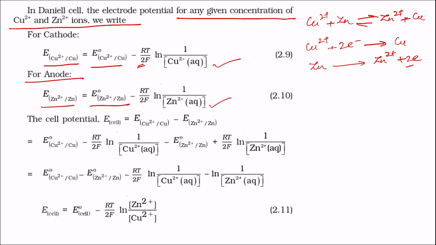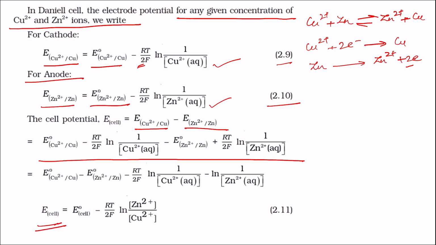Cell potential is equal to E cathode minus E anode. Here the cathode is copper and the anode is zinc. So putting the values of E cathode and E anode from equation 2.9 and equation 2.10, this is the equation obtained. Rearranging the equation, the final equation is: E cell, that is the EMF of the cell, is equal to standard EMF of the cell.